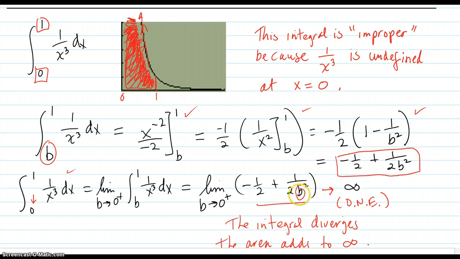And as b goes to 0, this is 1 over 0. That's going to infinity. So the negative 1/2 is not going to affect it. So that goes to infinity, which means that the limit doesn't exist, which means that the integral does not exist, which means the integral diverges. In other words, the area adds up to infinity.